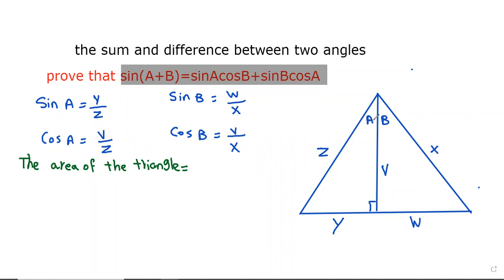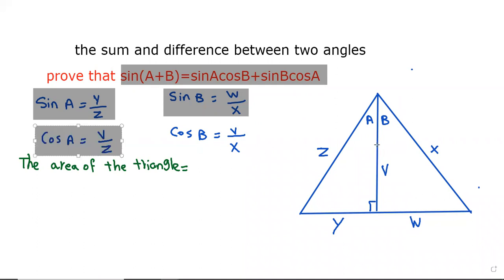And before we start, what is sine A? Sine is the opposite over the hypotenuse. So sine A is y over z. And sine B, the opposite over hypotenuse, is w over x. What about cosine A? Cosine is the adjacent over the hypotenuse, v over z. And cosine B, the adjacent over hypotenuse. In this triangle, the adjacent is v and the hypotenuse is x. So cosine B is v over x.